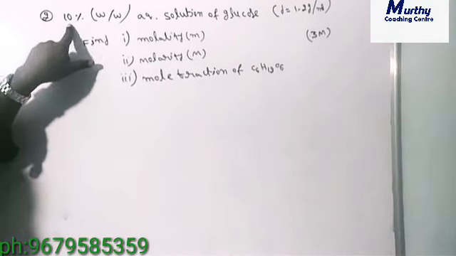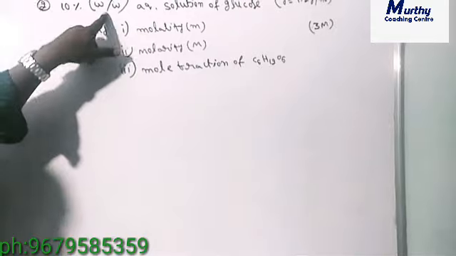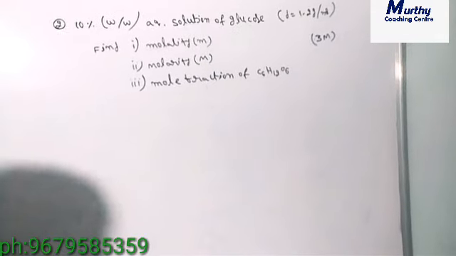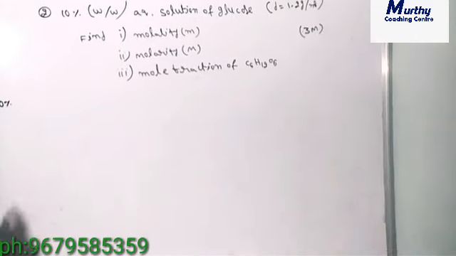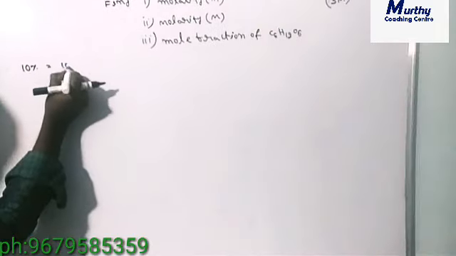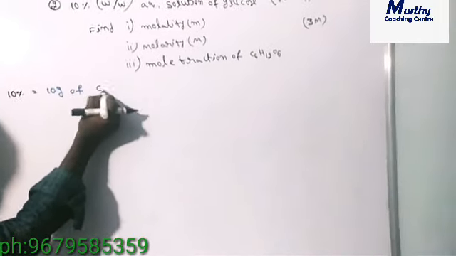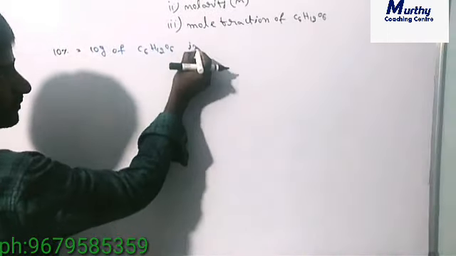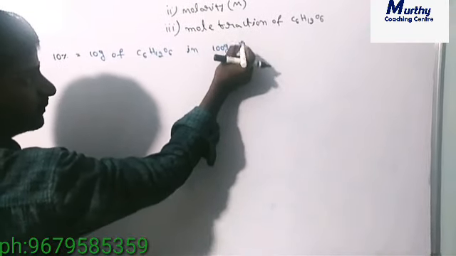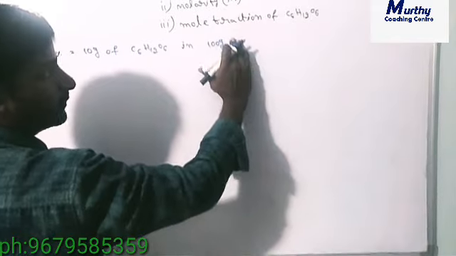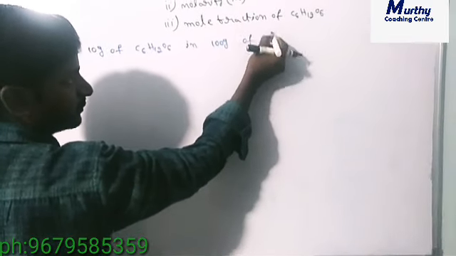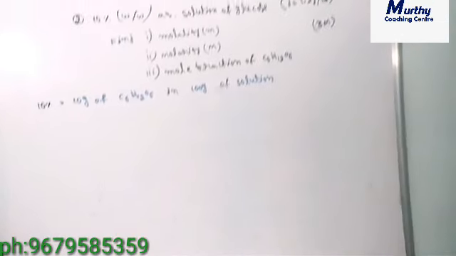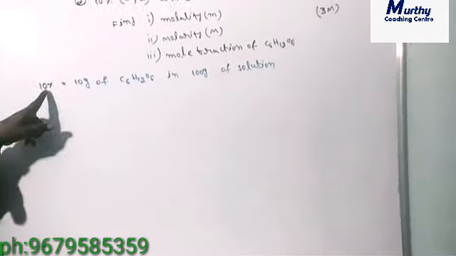So first, what is given? 10% mass by mass, otherwise W by W, aqueous solution of glucose. Now we have to know what is 10%. Now 10%, that is nothing but 10 grams of glucose. Glucose formula C6H12O6. 10 grams of glucose in 100 grams of solution means 10 grams of glucose was dissolved in 100 grams of solution. So that is the meaning of 10%.